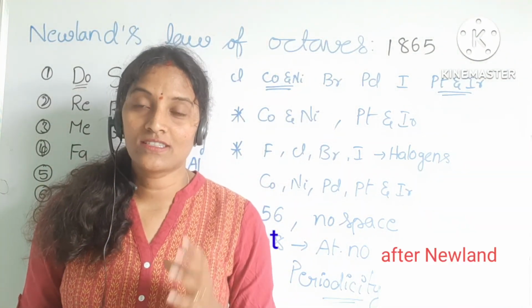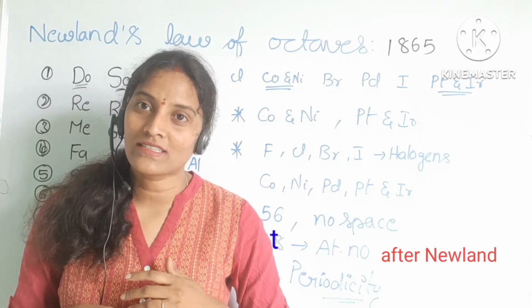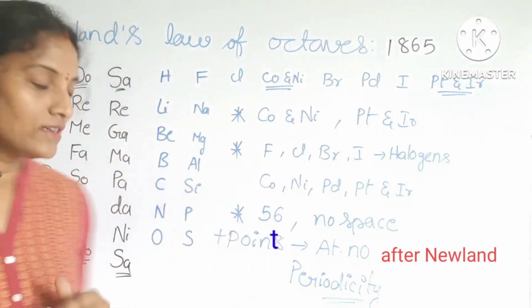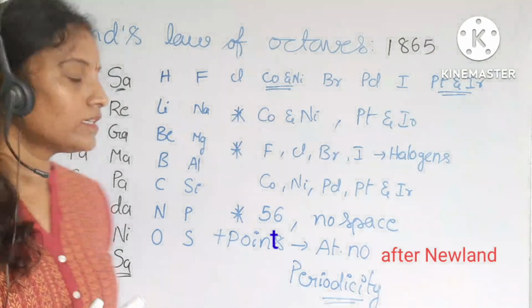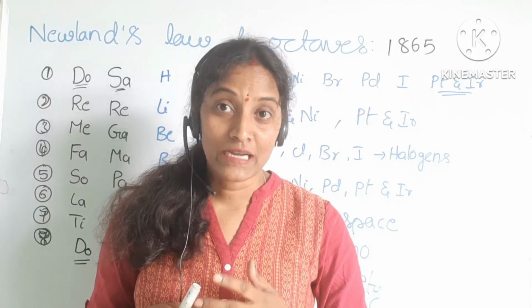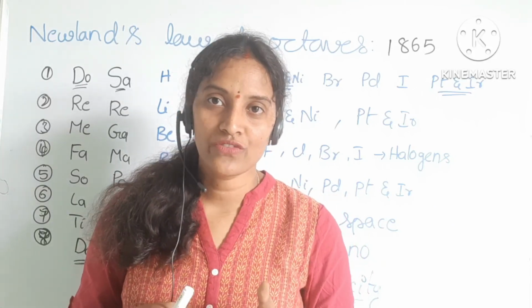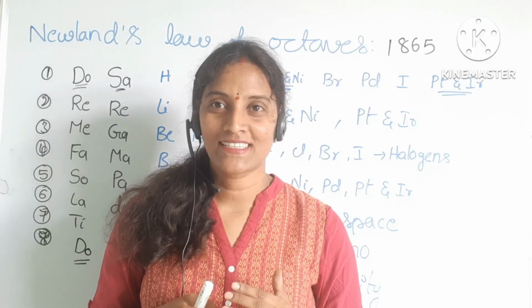After Dobereiner, scientists concentrated on atomic number as well as atomic mass. Okay, this is about the introduction and different types of classifications present in the classification of elements. We will see the rest in the next class.